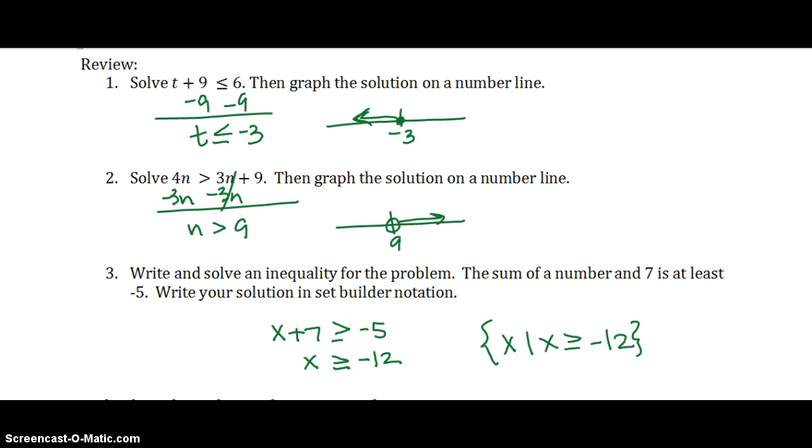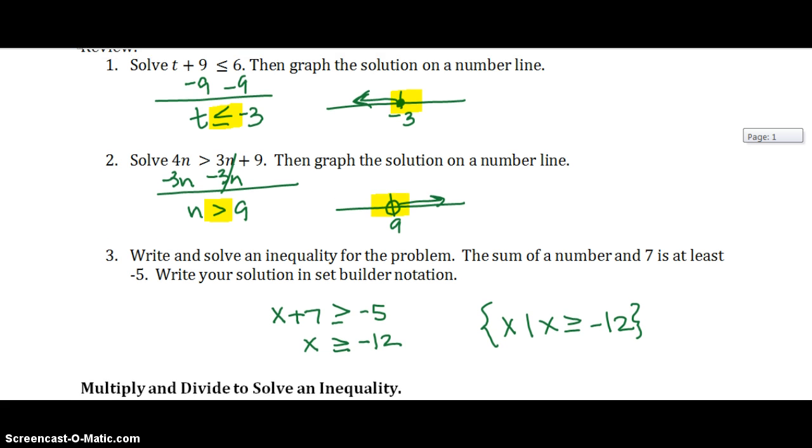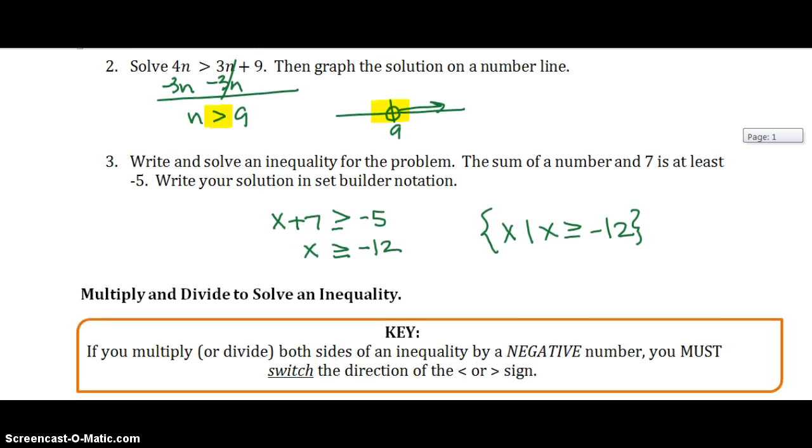Be sure you pay attention to closed circle. If it's less than or equal to, then the dot is closed, and if it's not equal to, then we have an open dot, and going left for less than and to the right for greater than.